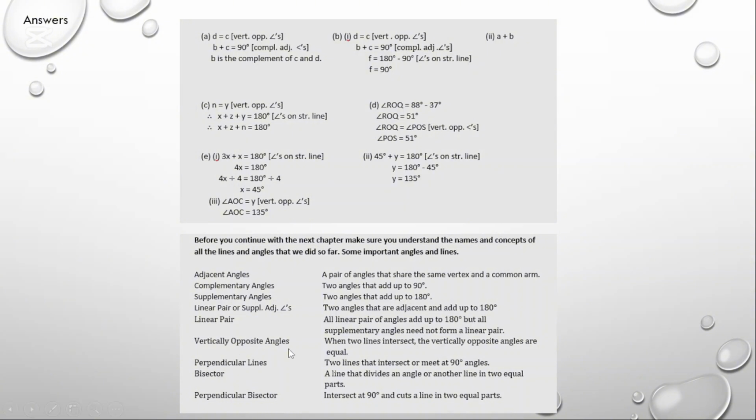Vertically opposite angles: when two lines intersect, the vertically opposite angles are equal. Perpendicular lines: two lines that intersect or meet at 90-degree angles. Bisector: a line that divides an angle or another line into two equal parts. Perpendicular bisector: intersects at 90 degrees and cuts a line in two equal parts.